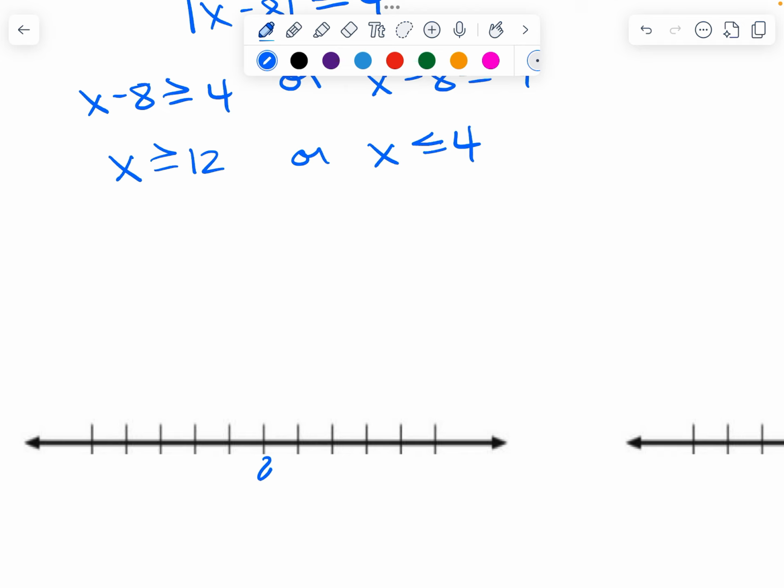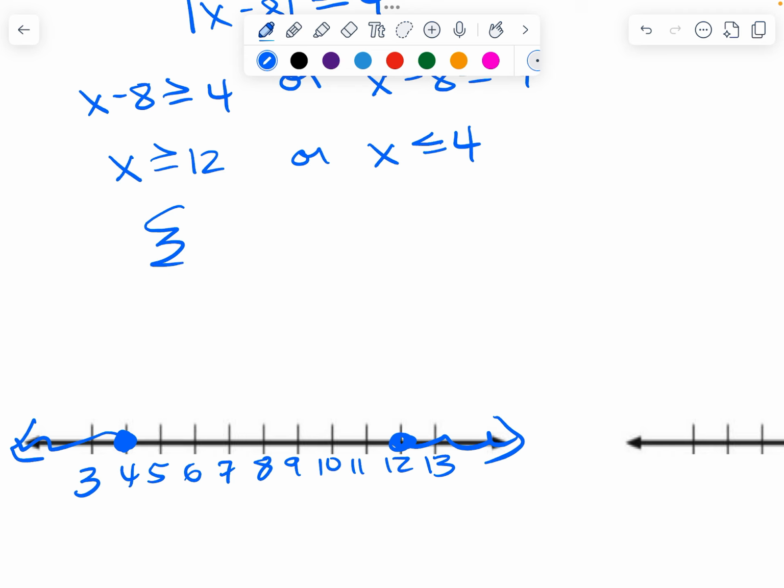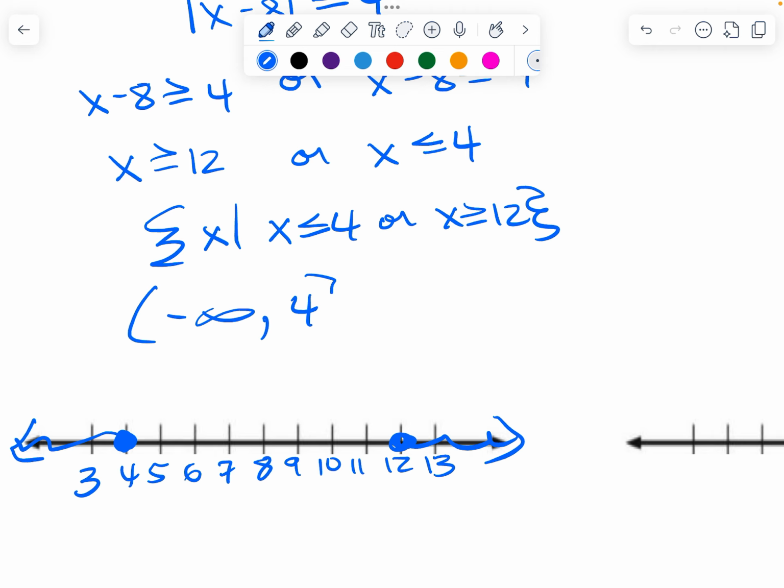So let's see, 8, 9, 10, 11, 12, 13. So it's greater than or equal to here. 7, 6, 5, 3, less than or equal to down here. So x such that x is less than or equal to 4, or x is greater than or equal to 12. And then negative infinity to 4, including 4, including 12, up to positive infinity.